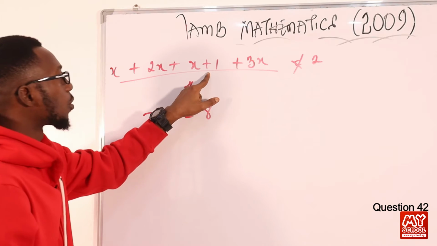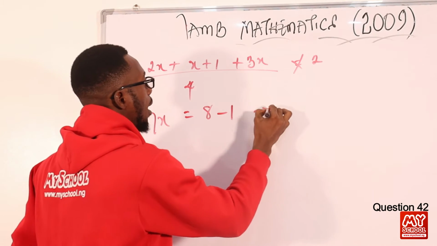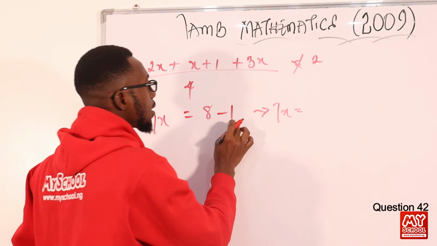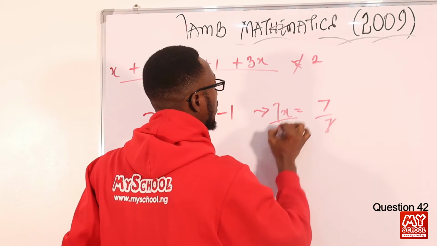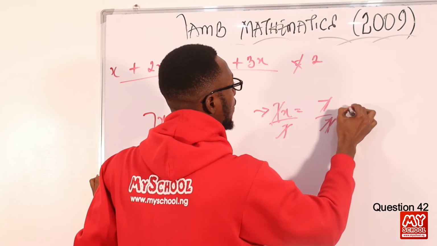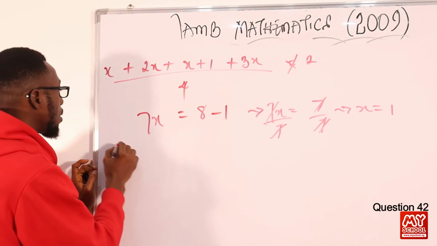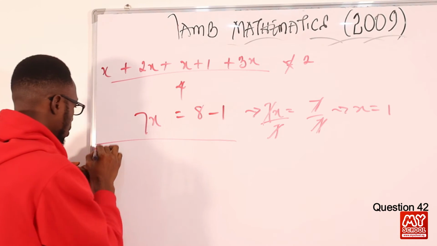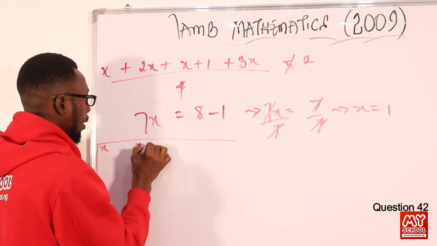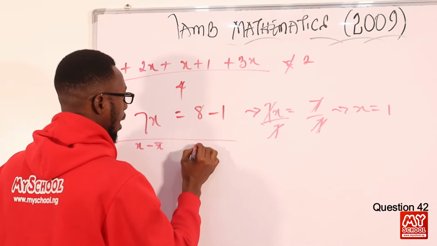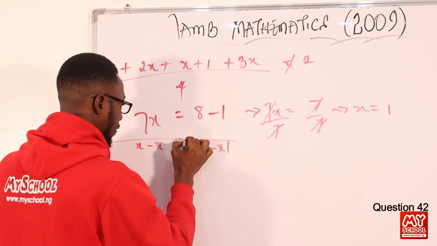Remember, I'm still left with plus 1. So if the plus 1 goes outside, it becomes minus 1. So I should have 7x equals 8 minus 1, that is 7. Dividing both sides by 7, then I should have x equals 1. So now I can pull up a table for this. So I have x, then x minus the mean, then the mean itself.